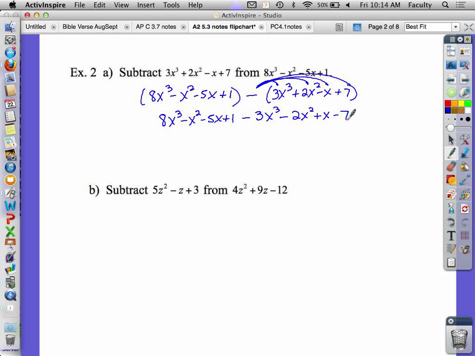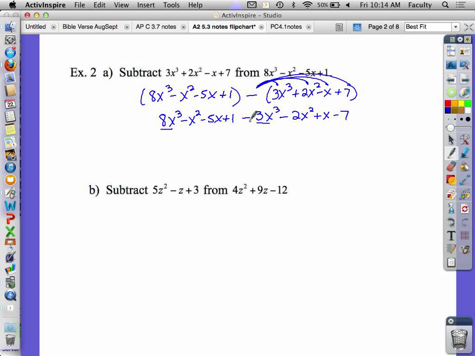Do you have to take away the parentheses? You do not, as long as you are very careful in mentally distributing. You do not have to do that, but I would strongly recommend that you do. Okay, so now watch what I'm going to do if I use that like term technique.